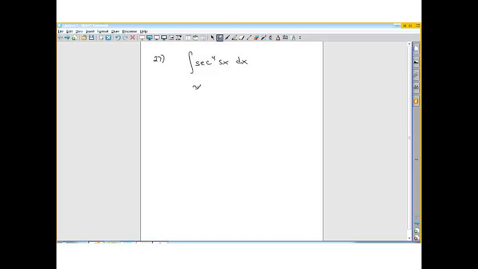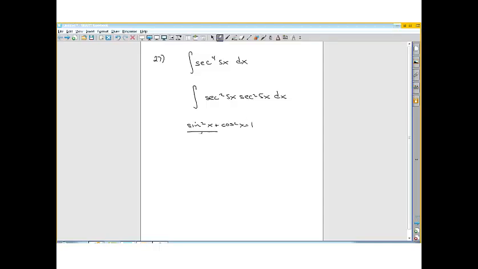We're going to rewrite this as the secant squared of 5x times the secant squared of 5x dx. So that's the same thing. And then we're going to rewrite this secant squared of 5x as tangent using the Pythagorean identity, which I'm looking for because I can't remember it, so I'm going to derive it, and I don't need to put the 5x in there for the derivation.